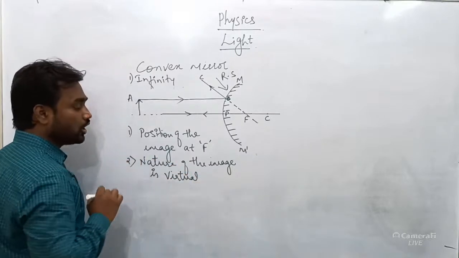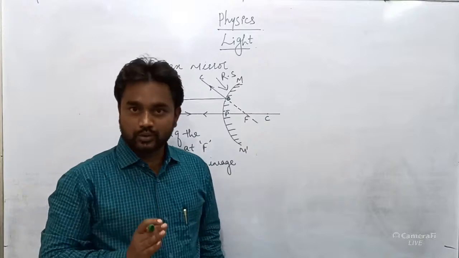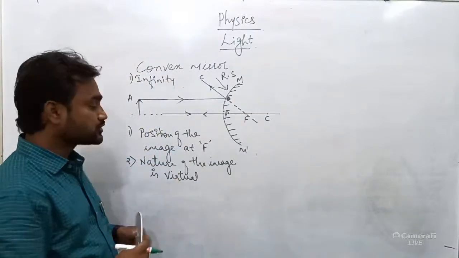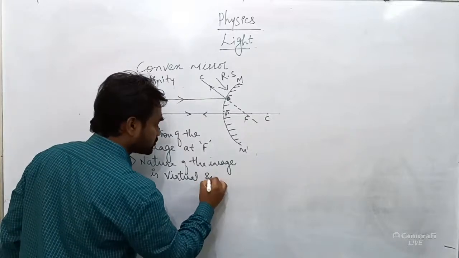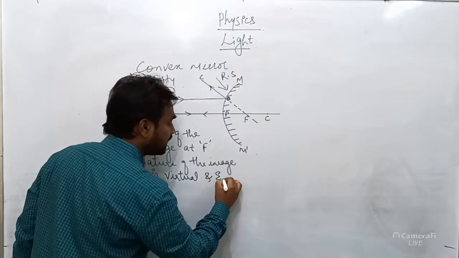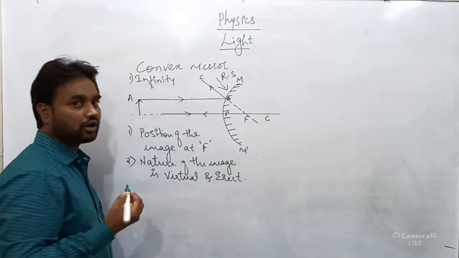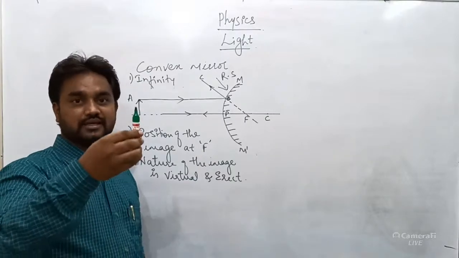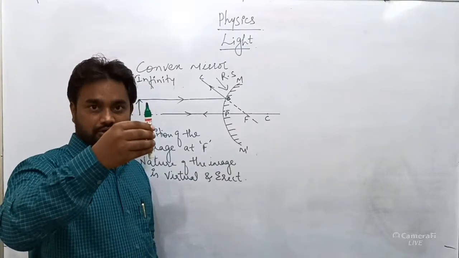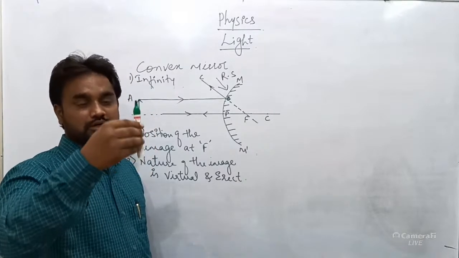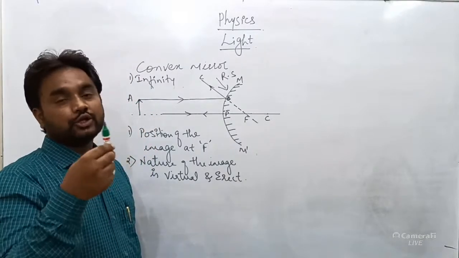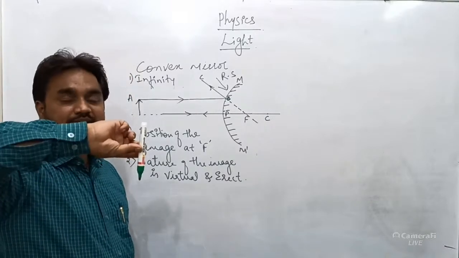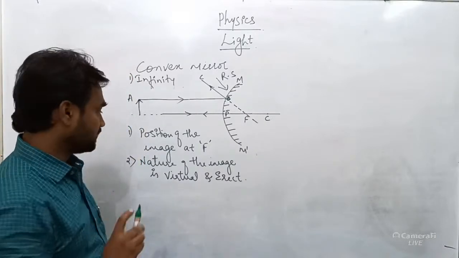And as you all know, all the real images are inverted, and here, since the nature of the image is virtual, the image is erect. So we will write it as virtual and erect. You can write it as erect or upright. Inverted means upside down. Suppose this is the position of the object, if you are getting the image also the same as this, then it is called an erect image. If you get the image upside down, then it is called inverted.